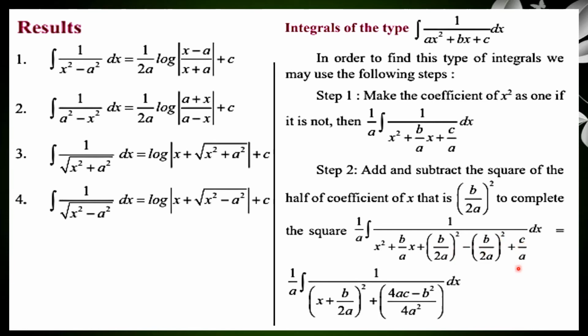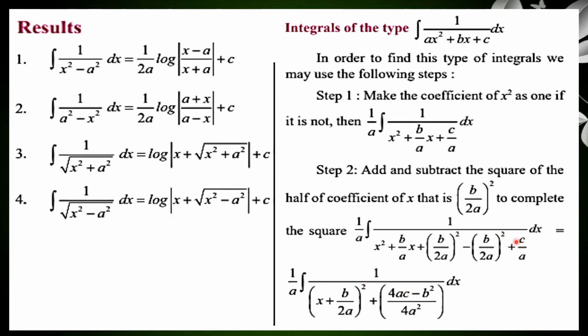And finally the last term c upon a is written. Then these three terms can be written as a complete perfect square, x plus b upon 2a the whole square, that is, x is taken from this x square and b upon 2a is taken from this, to make it a perfect square.